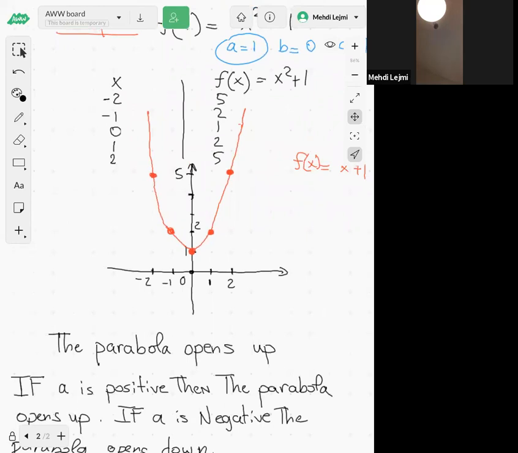What else? There's a special point. You see this lowest point here in the parabola, this one here. This point is the lowest point in the graph. Obviously it's a global minimum, right? And so this point is actually called the vertex of the parabola.